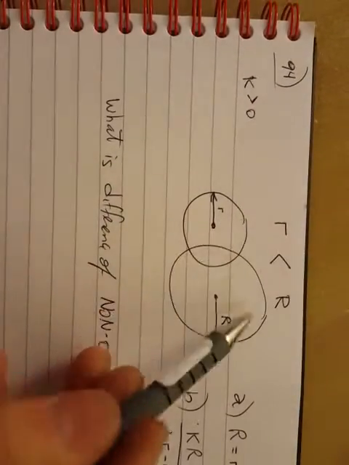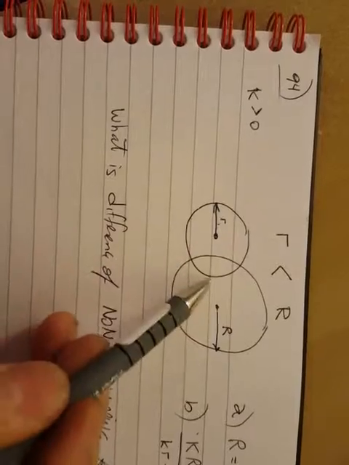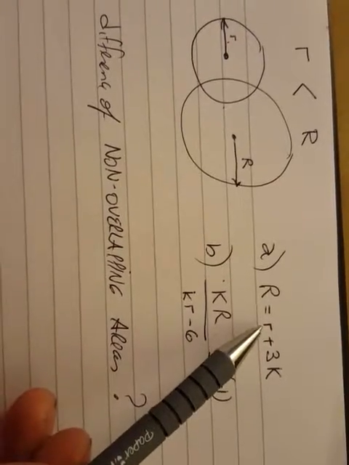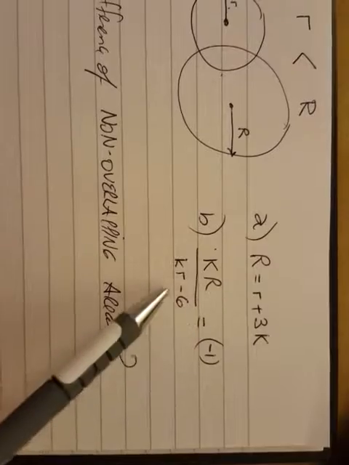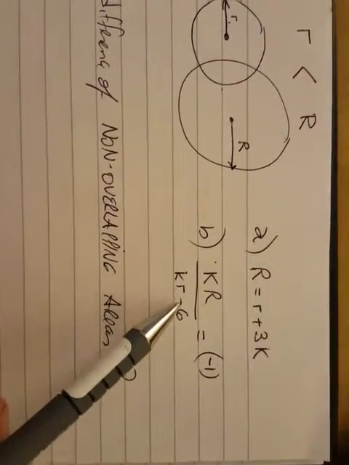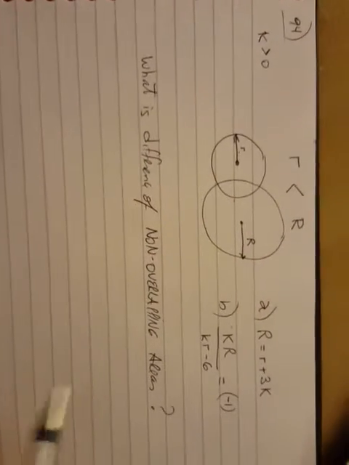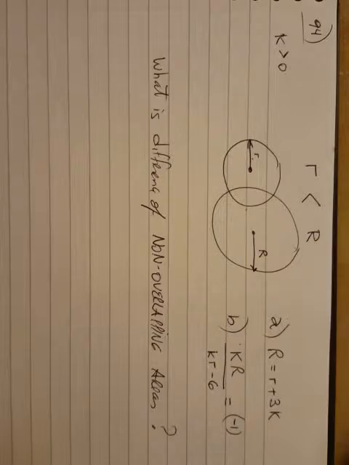So basically, what is the difference between this area that is here and this area that is here, the non-overlapping areas? And the data that you're given is basically big R is small r plus 3k, and the other one is kr divided by k multiplied by r minus 6 is minus 1. Pretty complicated data. When you look at this, it's like, what the hell do I do with this?